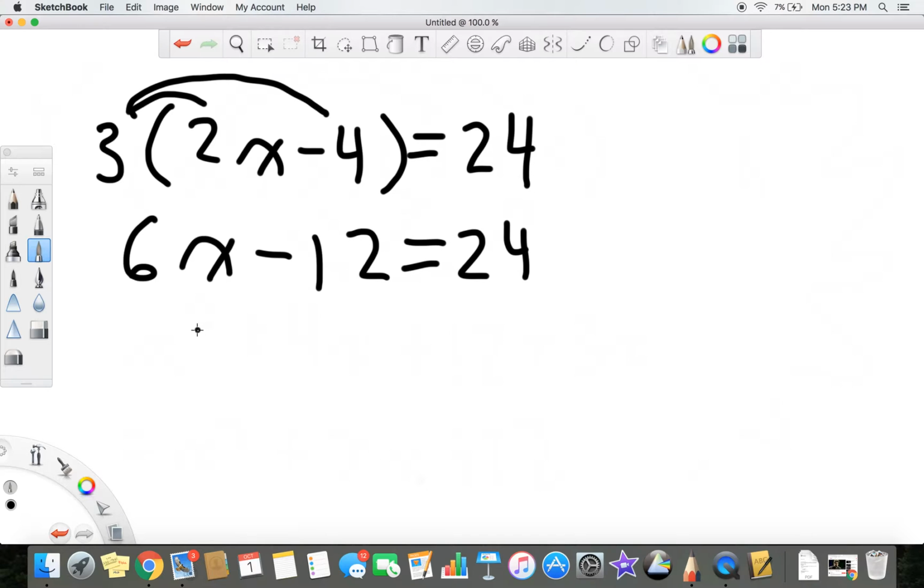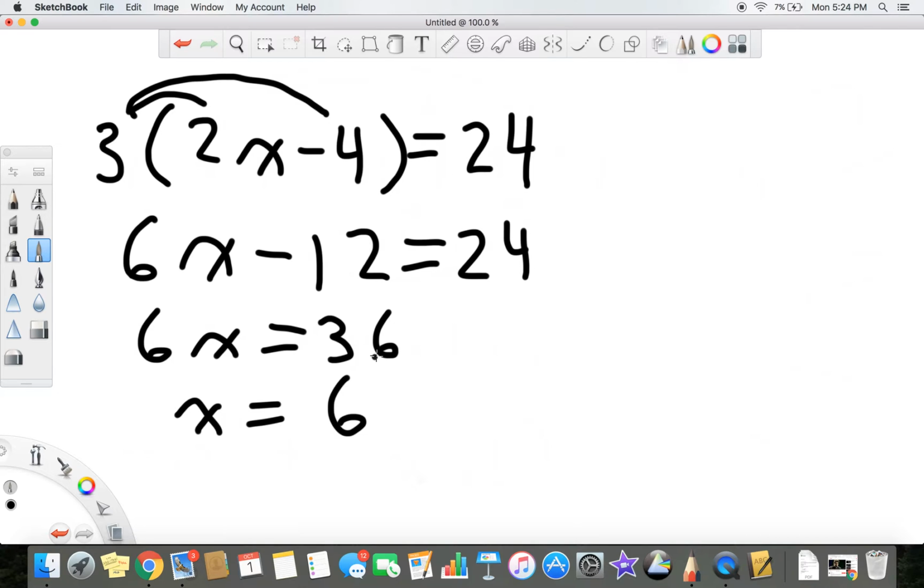We want to get the x alone in these questions, so we'll move the 12 over by adding 12 to this side, getting rid of it on this side, but that's going to add 12 to the 24 side, so it's going to be 6x equals 24 plus 12, which is 36. Then we're going to get rid of this 6 by dividing 6x by 6, which means we have to divide the right side by 6. So that's going to be x equals 36 divided by 6, which is 6.